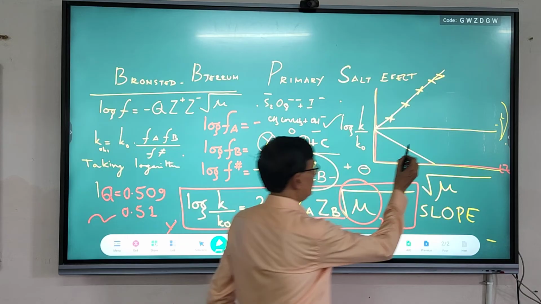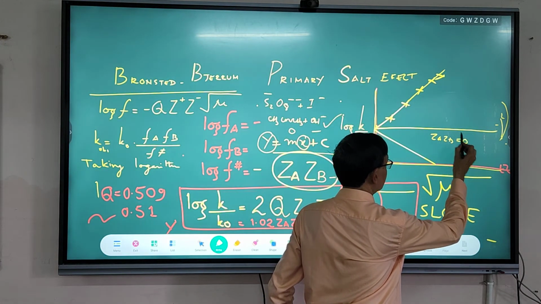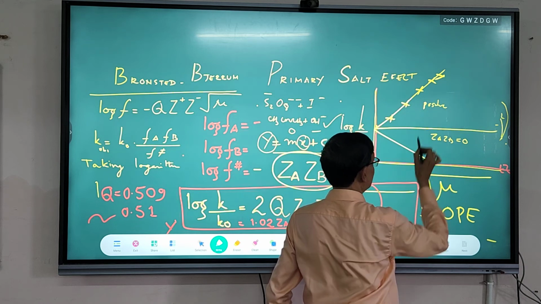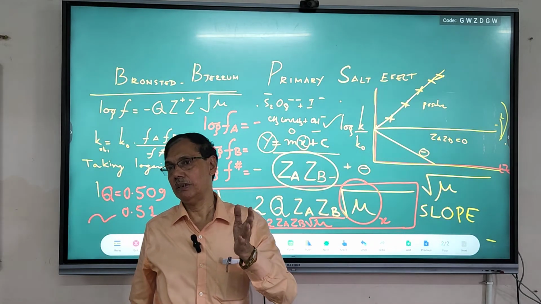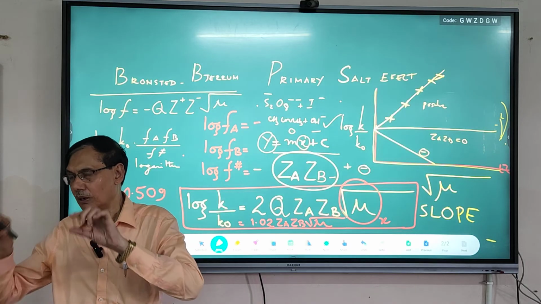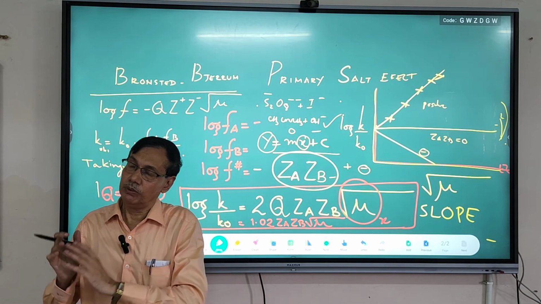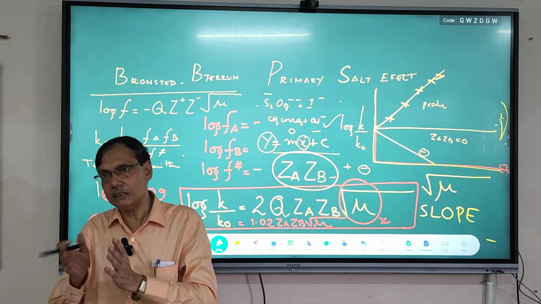So ZA ZB is 0, ZA ZB positive, ZA ZB negative. So it is one type of prediction. That means suppose you are performing some experiments and you know the species. So before doing the experiment, ultimately you have to depend on your result.